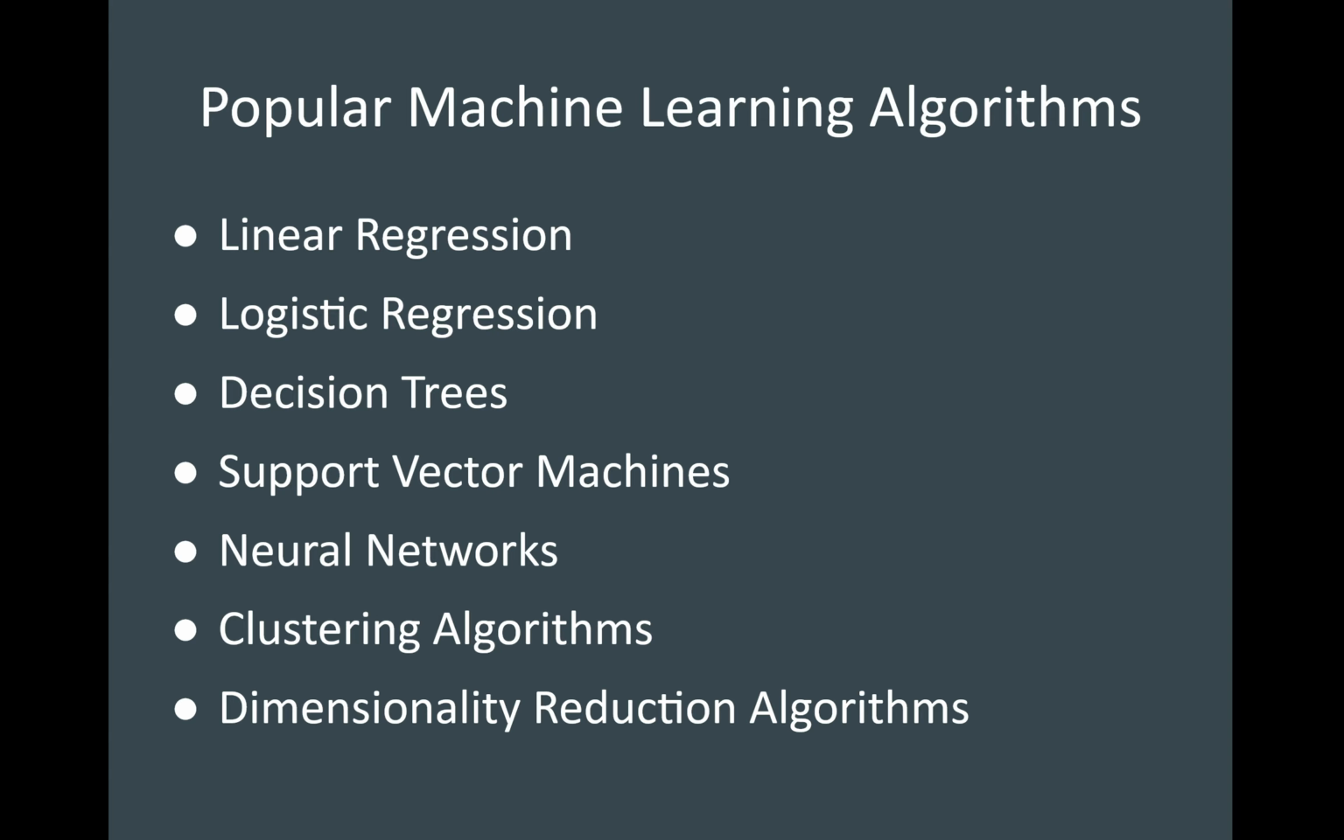Then is logistic regression, which is used for binary classification tasks. It predicts the probability of an output belonging to a particular class. Third is decision trees, which are versatile algorithms that can handle both classification and regression tasks. They split the data into branches based on feature values. And then is SVM, support vector machines, a powerful algorithm used for classification tasks. They find the optimal hyperplane that separates data points into different classes.